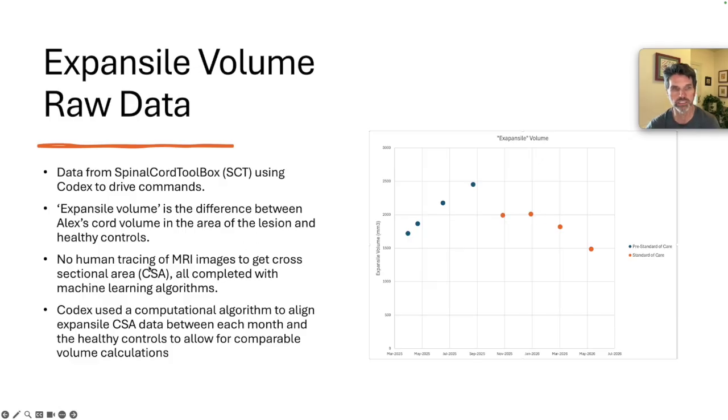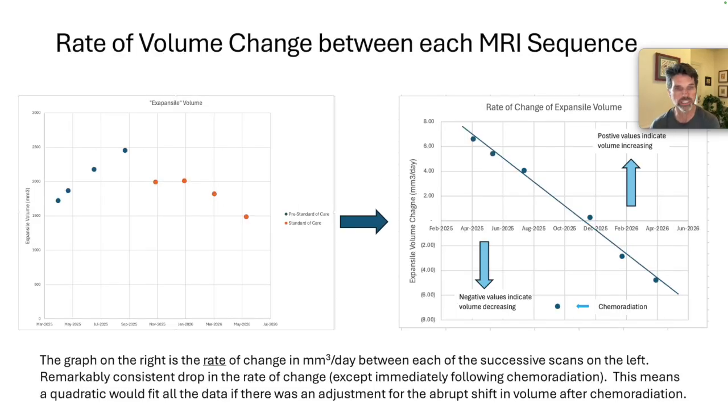Again, no human tracing of these MRI images, so this is all data that's non-biased coming from those machine learning algorithms. So as I started to look at this closer, just to see what else we could do with the data, if there were any more insights, something extraordinary popped out. So let me explain what I did. The chart on the left is the same one from the previous slide, and the chart on the right represents the expansile volume change. So the rate of change between each subsequent MRI sequence.